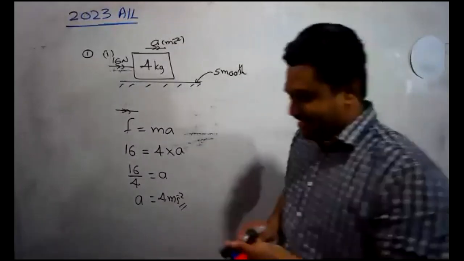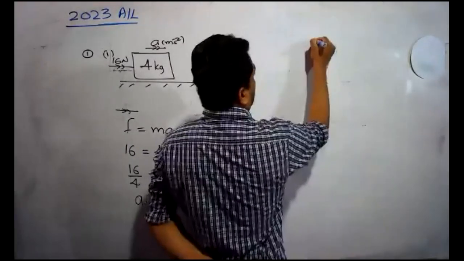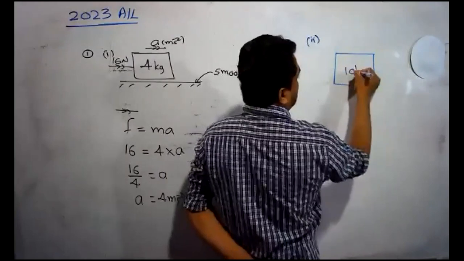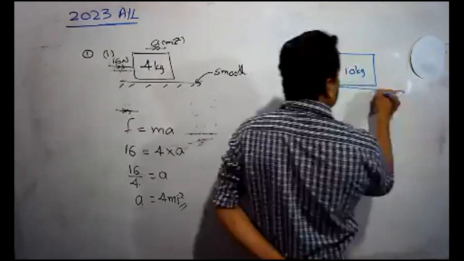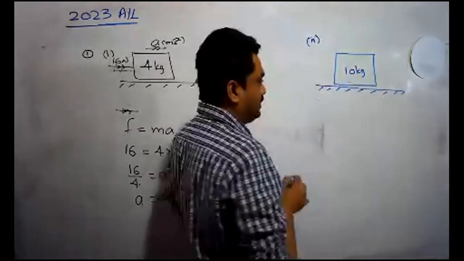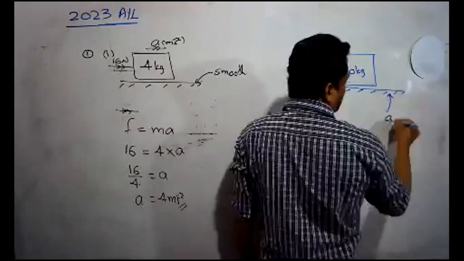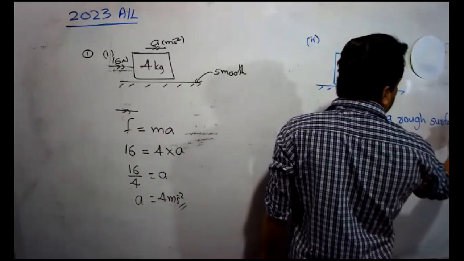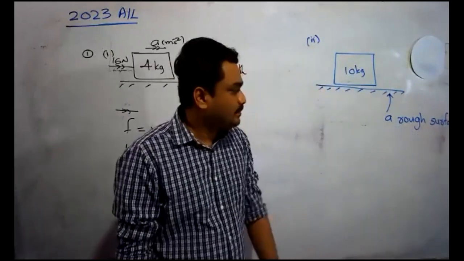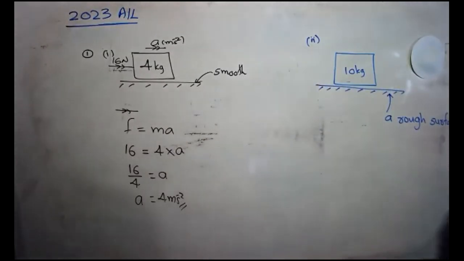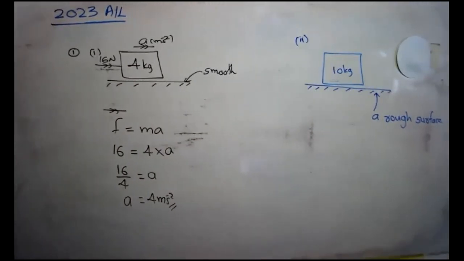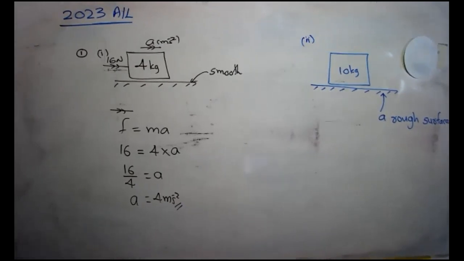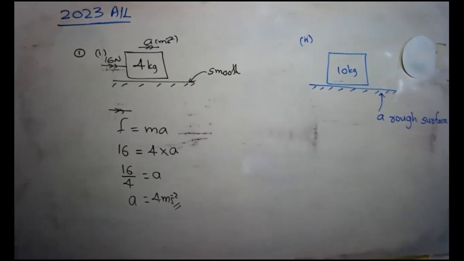Right. The second question, Roman number 2. There is an object. Mass is 10 kilogram. Now the surface is rough. What is the meaning of the surface is rough? The surface has no friction. Yes, very good. The surface is rough means there are friction forces. The friction forces are given by the surface. That's the meaning.